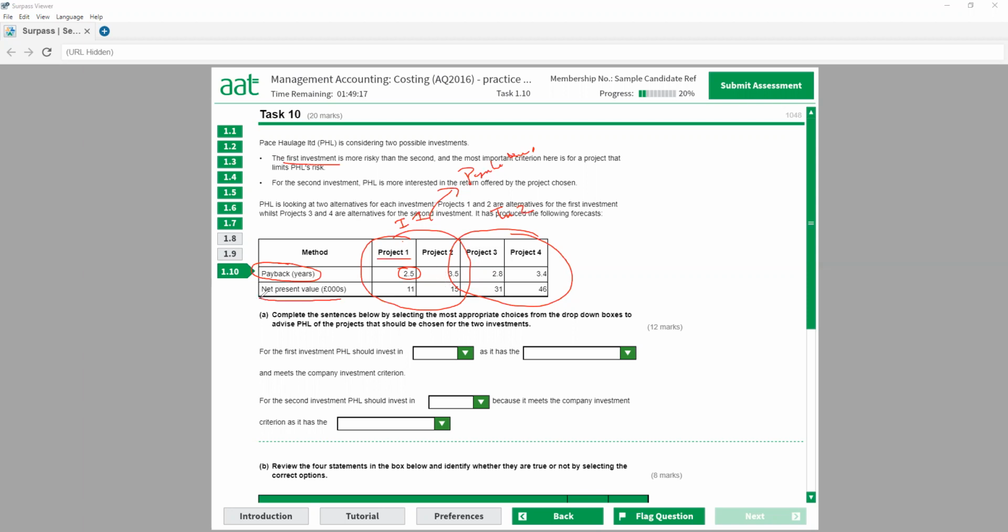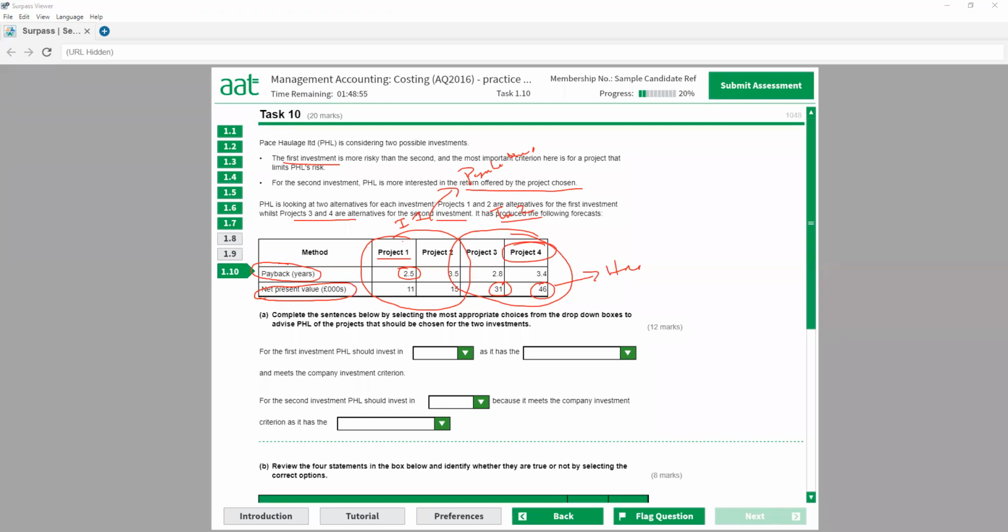The next one, net present value. They said project 3 and 4 are alternatives for the second investment. So this is for the second investment, project 3 and 4. And here we're looking for which one gives me a higher return. So we look at the net present value, between 31 and 46. 46 is the higher. They said go for project 4.